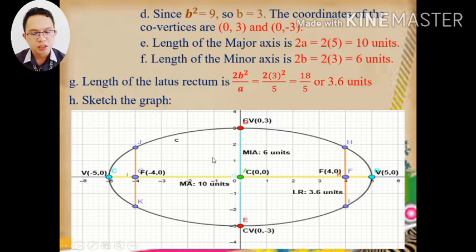This is the major axis of 10 units, the minor axis of 6 units, and the latus rectum of 3.6 units. So, connect all the points or the dots, and that is your graph. That is for the second example.